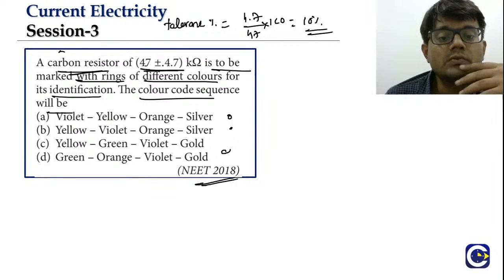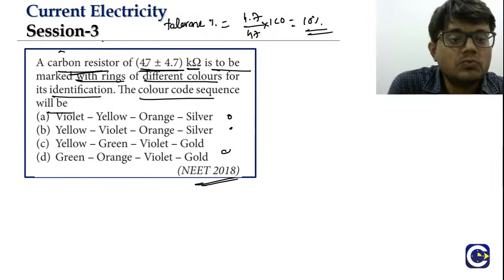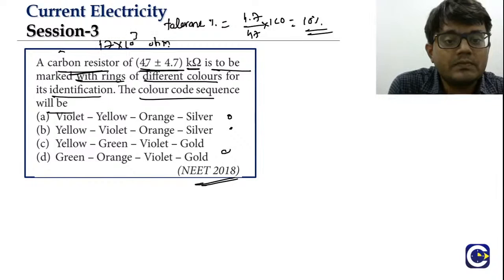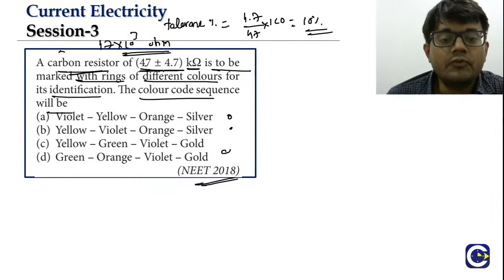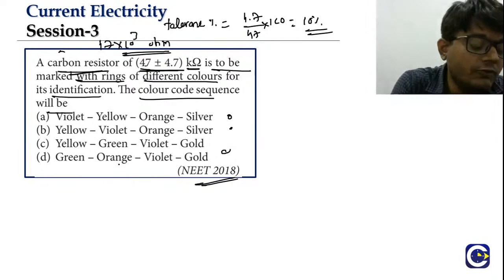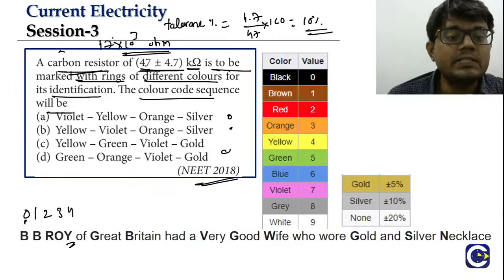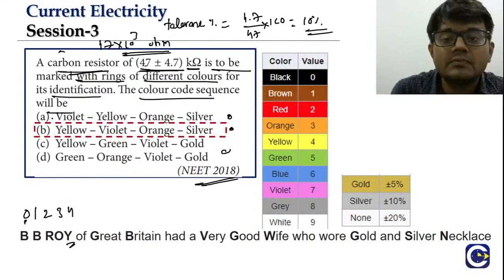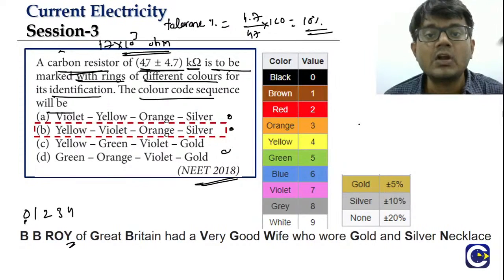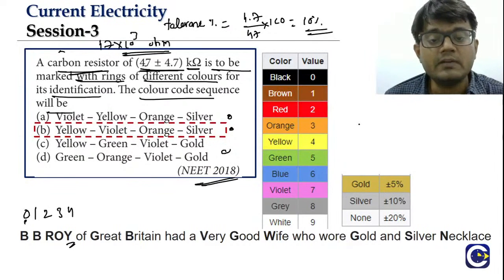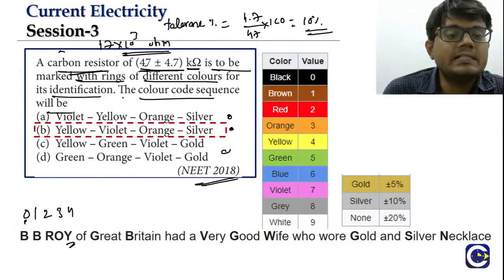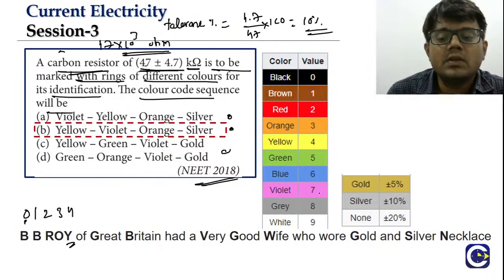Now the value: 47 kilo ohms means 47 into 10 power 3 ohms. What is the number 4 indicating? Black 0, then brown 1, red 2, orange 3, 4 is yellow. So the first digit should be yellow. In options A and B, only one place has yellow, option B. So we can conclude the answer; we don't need to check all the color codings, because with this alone we can conclude. But if you want, we can check. The next digit is 7, and 7 is violet.